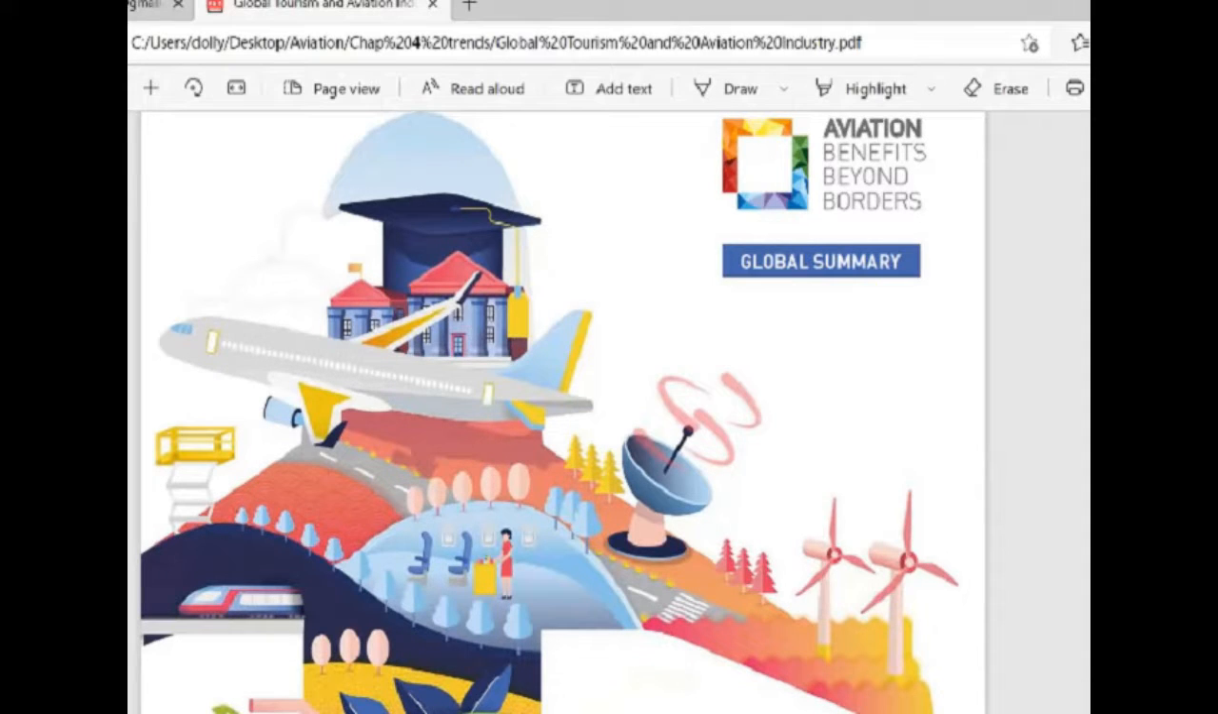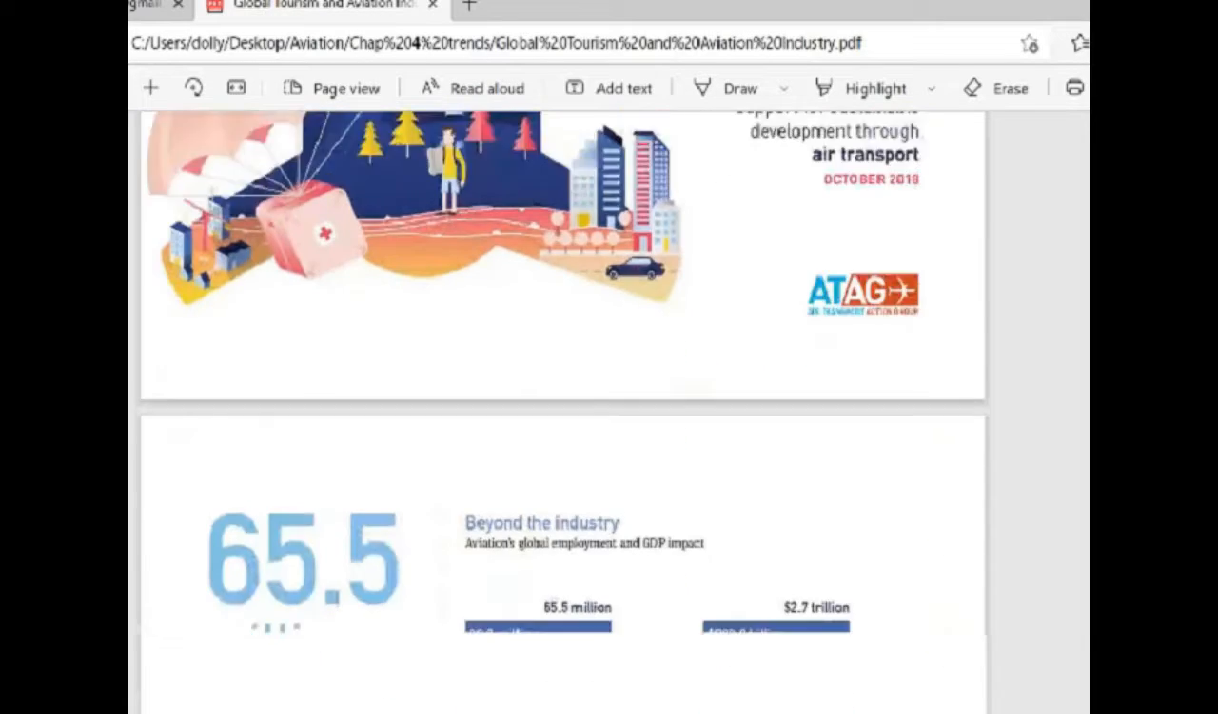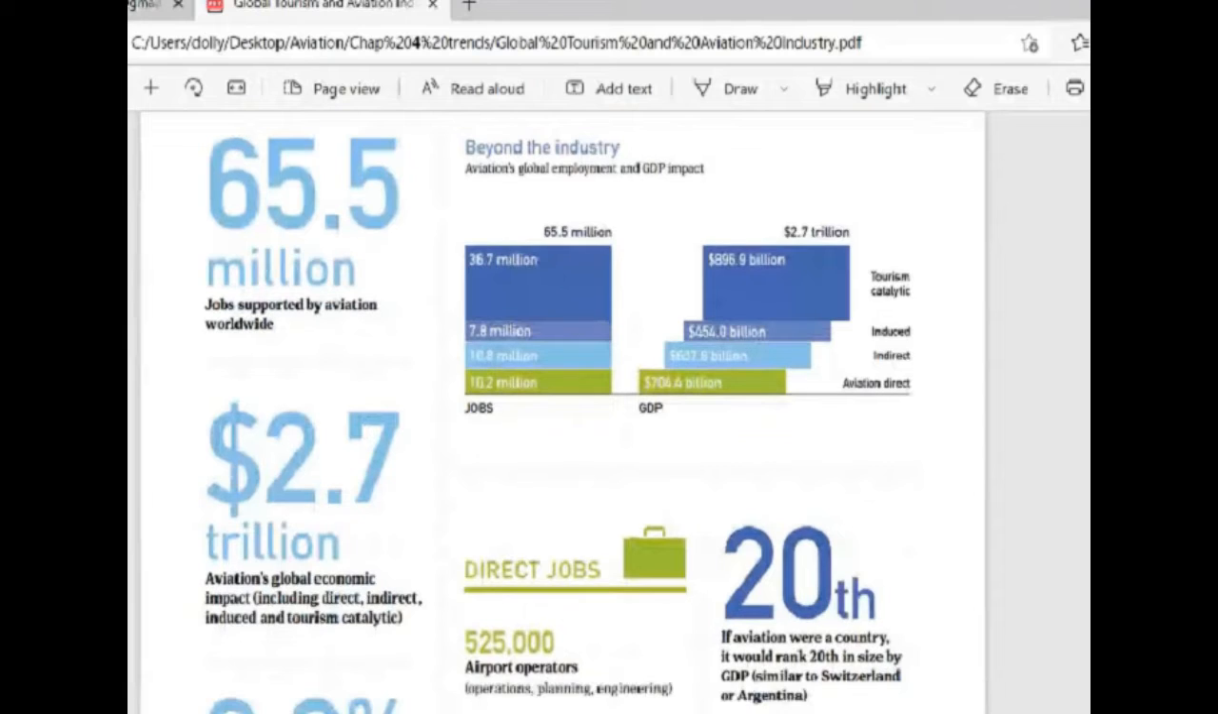Now this is actually done by ICAO, because we won't be getting any PDFs or PPT regarding the global perspective, as this has to be done by one of the teams. Now, this shows the global tourism and aviation industry development. Don't get confused by seeing the numbers. I'm making you understand that.